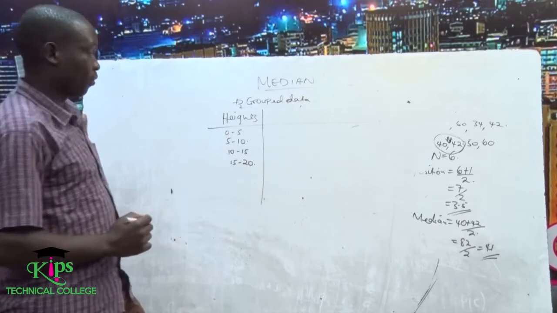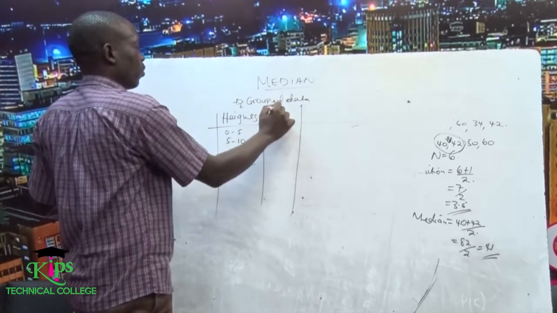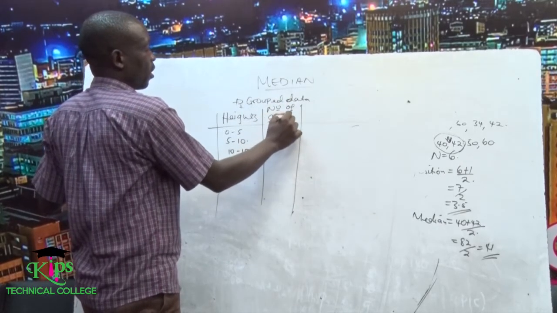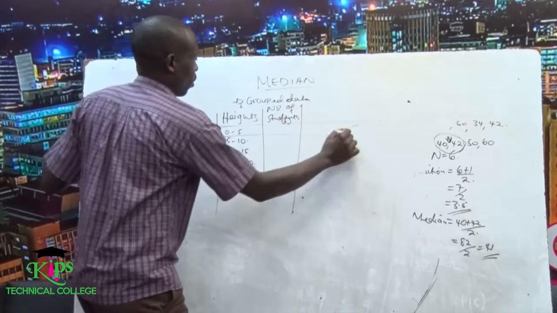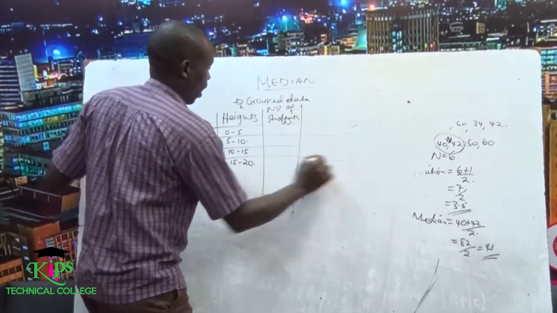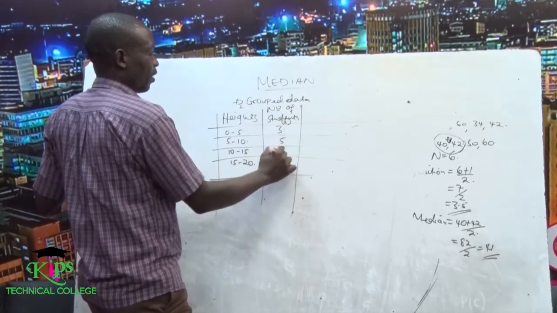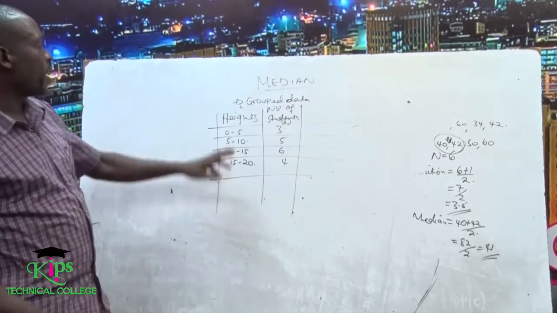This is the height of students in a class, and then we have got the number of students who are going to have these heights. In this case, it is our frequency. So maybe those who are having 0 to 5 are actually 3. Here they are 5, 6, and maybe here they are 4. And you are told, can you locate the median height?